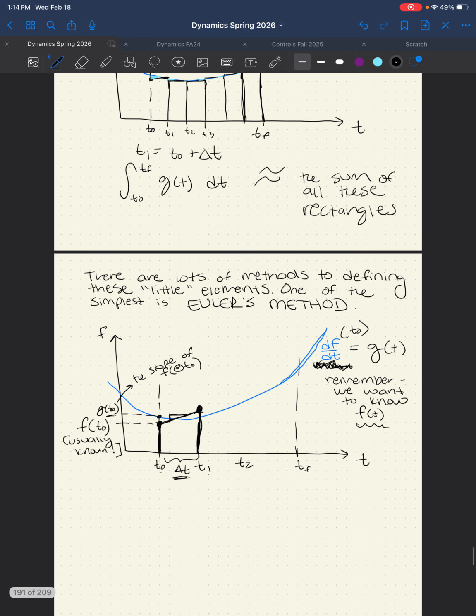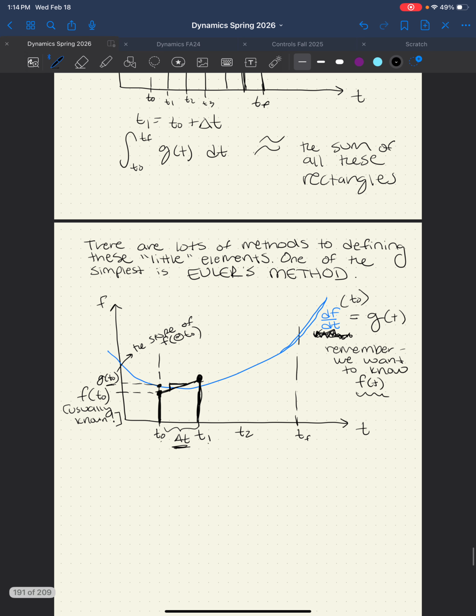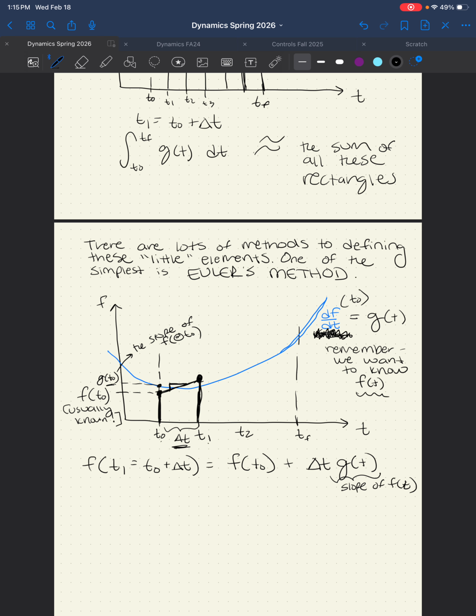Okay, so here's the equation that we use to find f of t1 if we are given f of t0. We say that f of t1, which in and of itself is t0 plus delta t, is equal to f of t0 plus a step along that slope, where g of t is the slope of f of t, right? Because g of t is the derivative function that we are given in the problem.